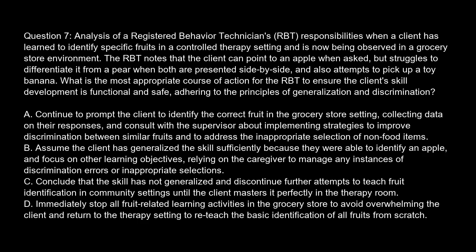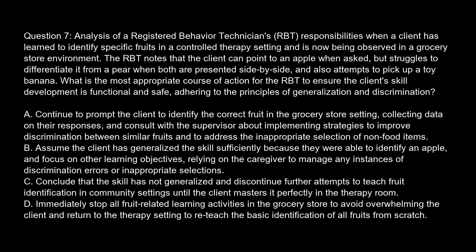The RBT notes that the client can point to an apple when asked, but struggles to differentiate it from a pear when both are presented side by side, and also attempts to pick up a toy banana. What is the most appropriate course of action for the RBT to ensure the client's skill development is functional and safe, adhering to the principles of generalization and discrimination?